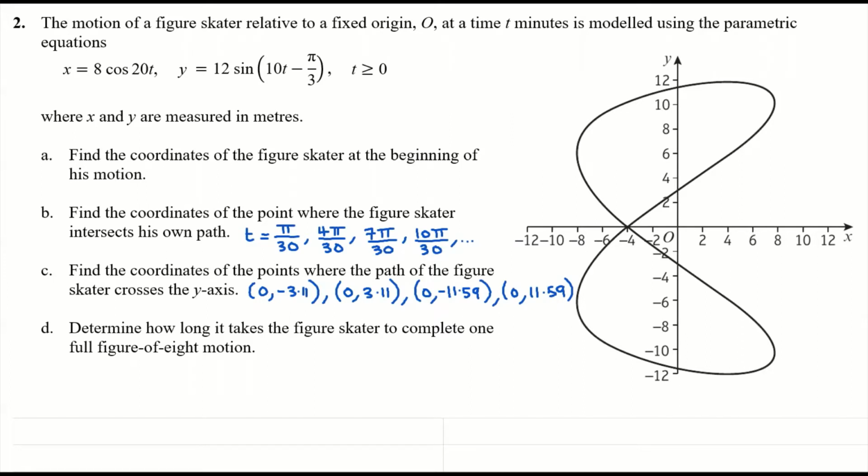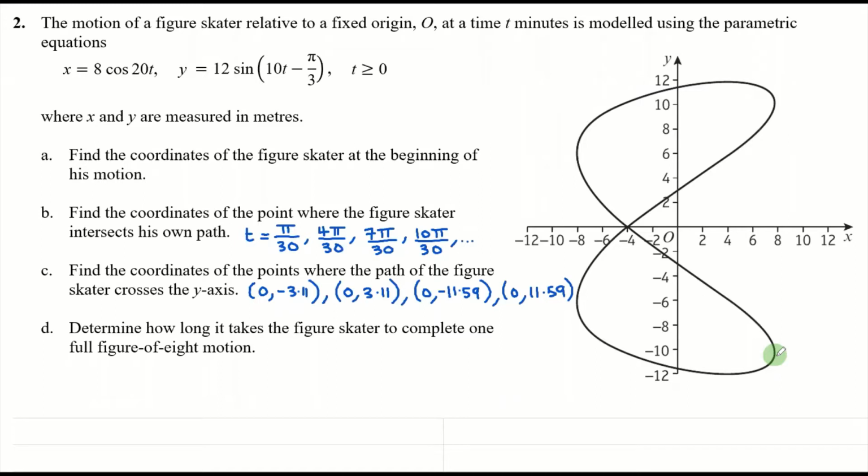Now, if we just apply this to the diagram, we determined in part A that the figure skater begins his skating at this extreme point on the right-hand side, which I'm just going to highlight now. And we found out where that point was. It was right here. Okay. But we don't have to think of it as a figure of 8 motion starting at that point. We can choose any arbitrary point along the path and just find out how long it takes for the figure skater to return to that point in the cycle.